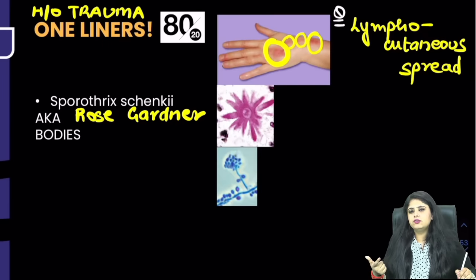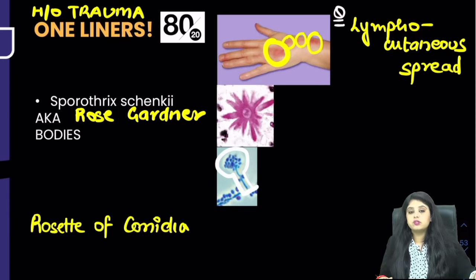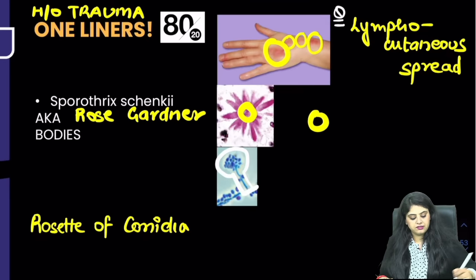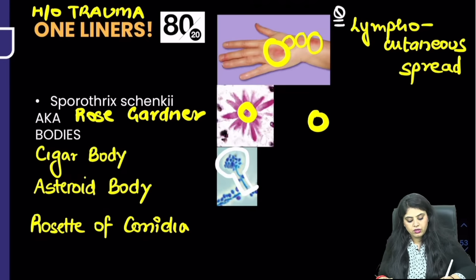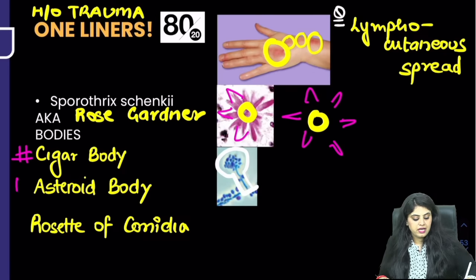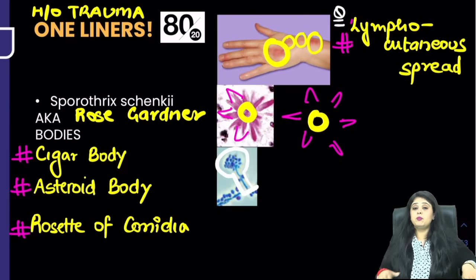What else with rose will you learn? Rose, ma'am, look at the conidia, they are looking like rose, so it's showing you rosettes of conidia. And what is this body? What is in the center? That round thing in the center is a cigar body. And what are these projections around it? That is making it a star, that is the asteroid body. So cigar body, asteroid body, rosettes of conidia, lymphocutaneous spread. Now put everything under one question and your question is ready.